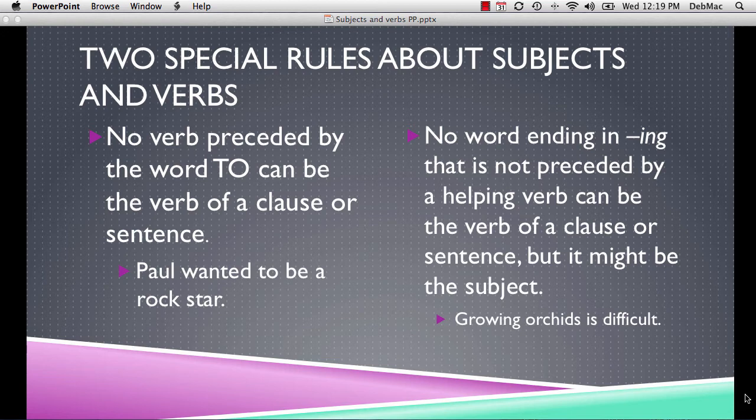Now I know that's tricky, but that's English for you. The grammar gods are just nasty, nasty people, whoever they are, and they do everything they can to confuse us. But just remember that no word that ends in ing that doesn't have any helping verbs in front of it is the verb, but it might be the subject.